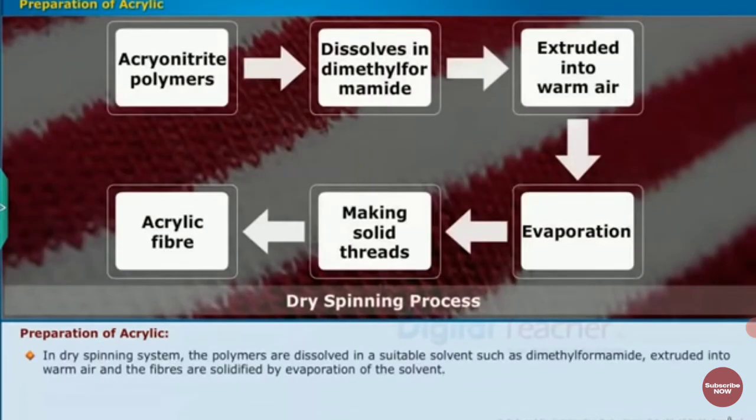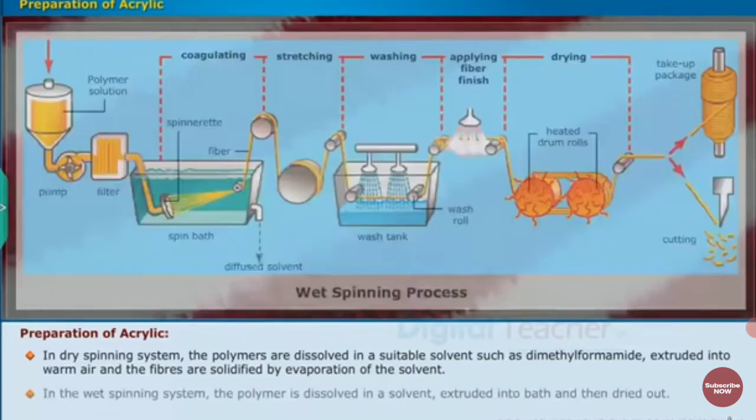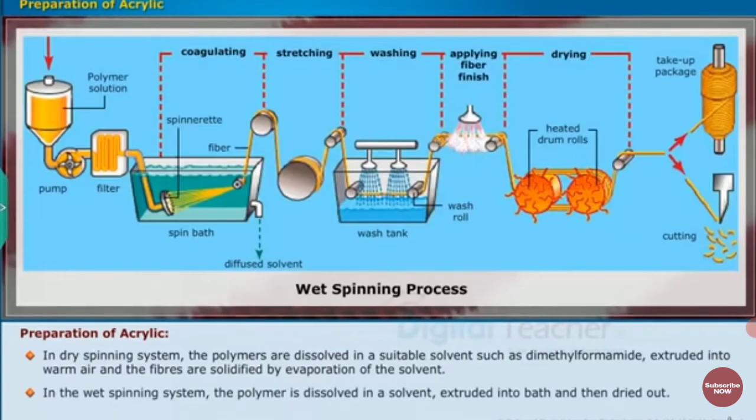In the dry spinning system, the polymers are dissolved in a suitable solvent such as dimethyl formamide, extruded into warm air, and the fibers are solidified by evaporation of the solvent. In the wet spinning system, the polymer is dissolved in a solvent, extruded into a bath, and then dried out.